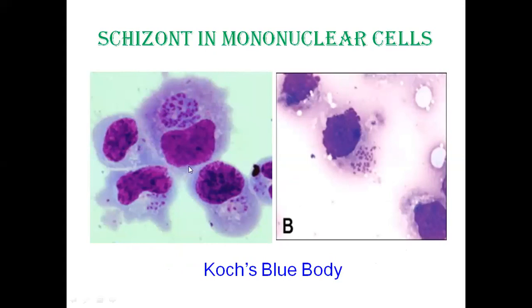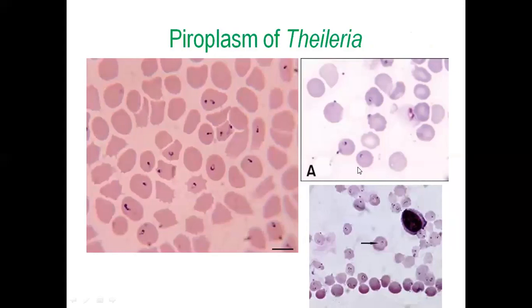Okay, so similar to this one, if you recall, there is one stage of the parasite in Leishmania, that is the amastigote stage, which occurs inside the macrophage and which we call Leishman-Donovan body. But here in this case, it is the asexual stage that occurs inside the cytoplasm of the mononuclear cells. So we call them Koch's blue body. Okay, then what is infecting the RBC, we call piroplasm. This one, which is infecting the RBC. The easiest way to remember is, I feel, you just compare it with a parachute.